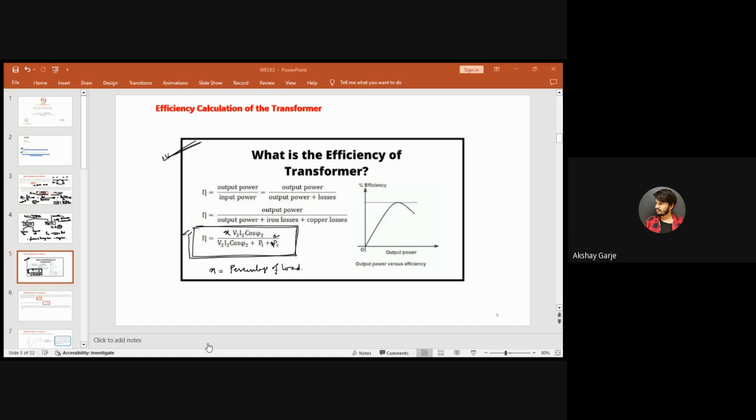Sir, we are adding x in the numerator and we are multiplying with the numerator and denominator. So is it not balancing the equation?